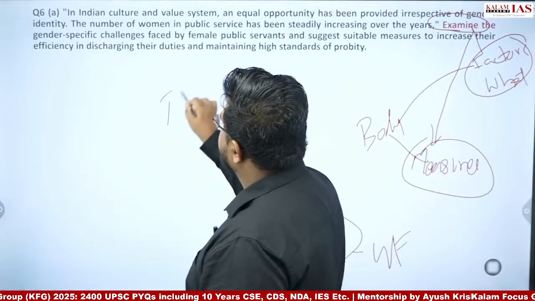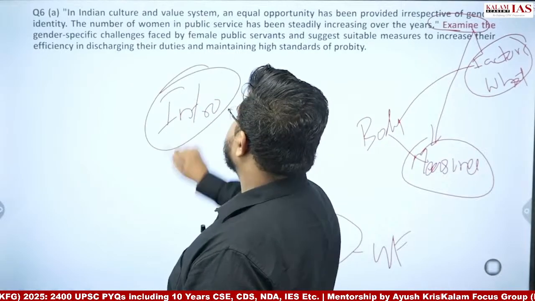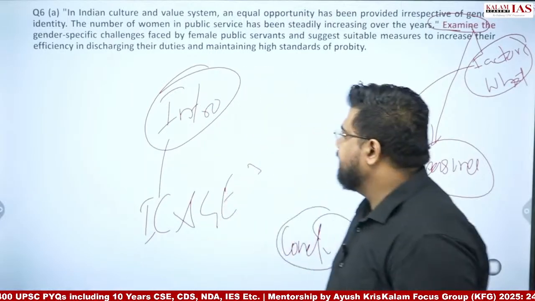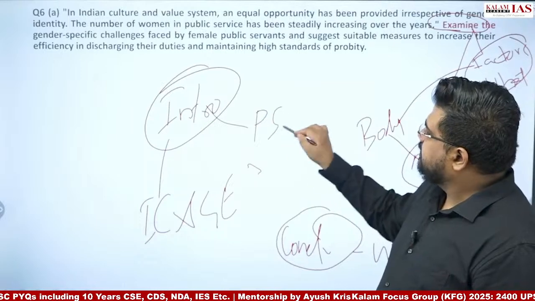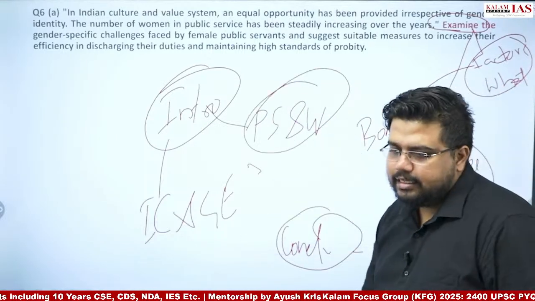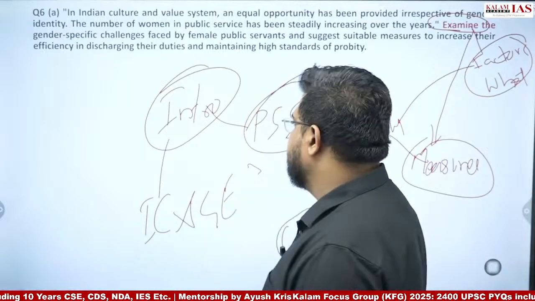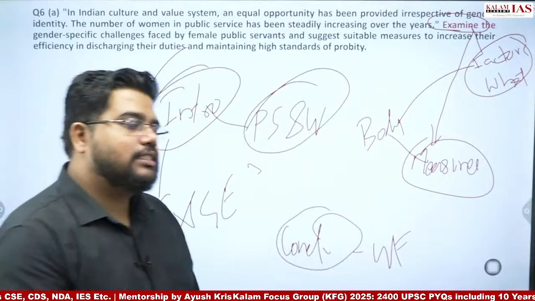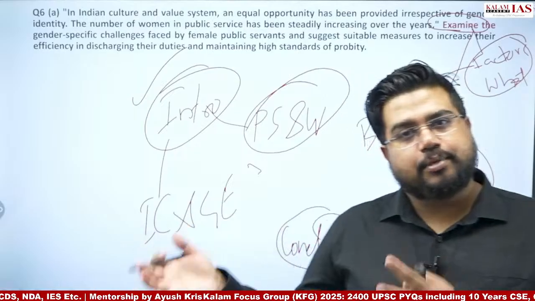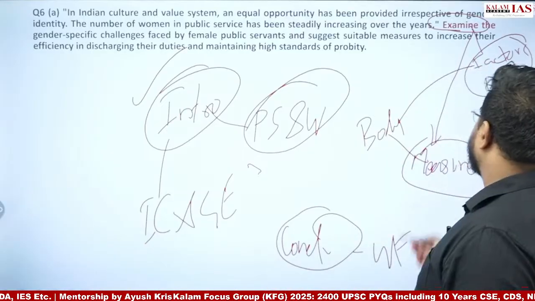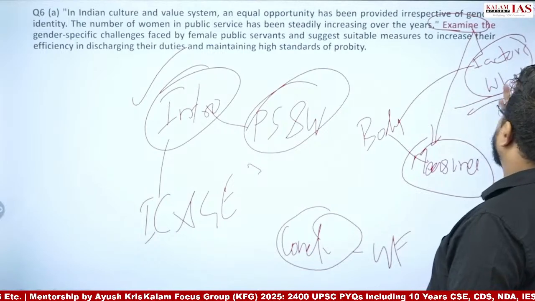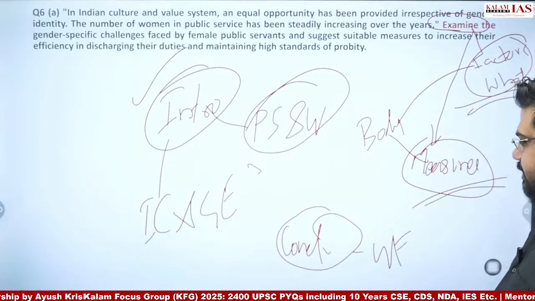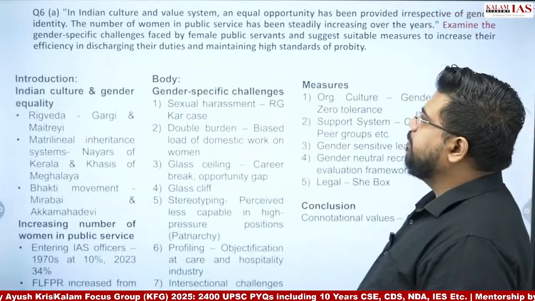My introduction will be Indian culture and gender equality. At least 1-2 examples I can use, great. Public service and women. At least I can put one data point, that's great. That will give a perfect introduction. I will write a slightly extended introduction, not 2-3 lines, because we have a statement and our introduction is substantiating the particular statement. And the body we have already divided: the factors, or what exactly are the issues faced by women in this work sector, and what measures can be taken to correct this. Conclusion. So this will be my overall approach.